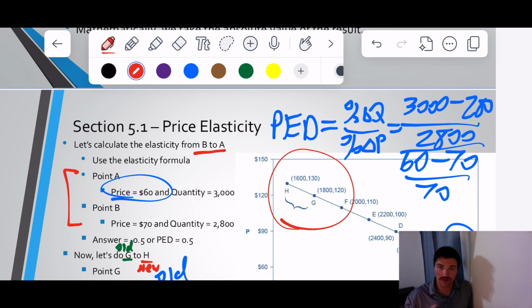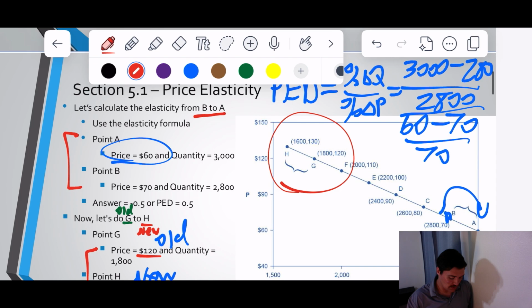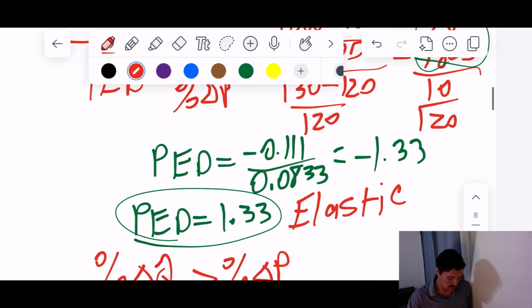All right. If you need another run at this, just restart the video. But that's how you do it. In the next one, we're going to talk about what is called the midpoint method, which uses the same idea.